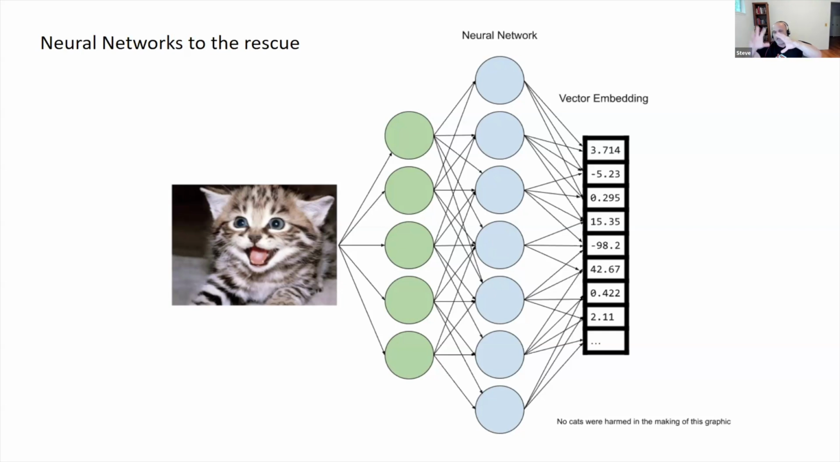Anyway, you feed your cat into the neural network, and it does a whole bunch of stuff inside. What comes out of it is an array or a vector of numbers that are supposed to represent the semantic meaning of the picture. What do I mean by semantic meaning? It captures the je ne sais quoi, the essence of the picture. For text, it captures the essence of the text.